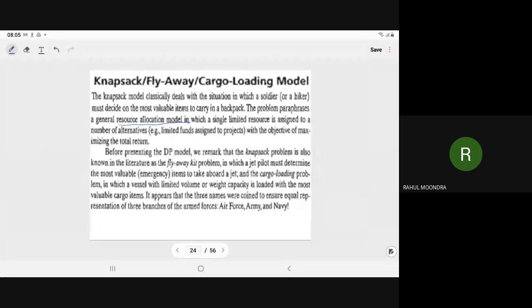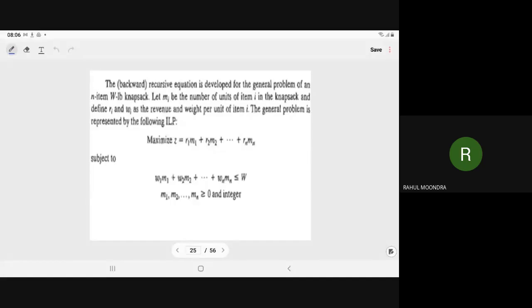These problems are the representation of resource allocation, finance distribution. You can visualize it like that.